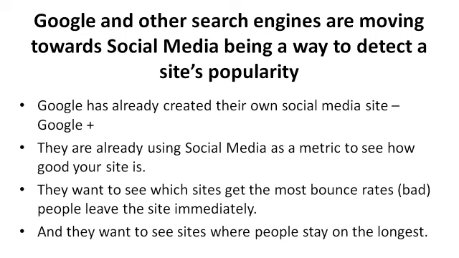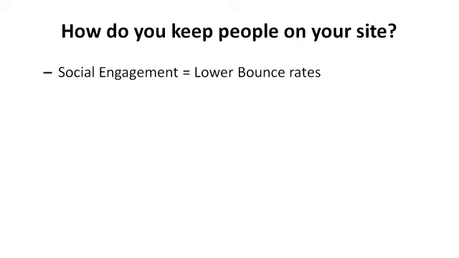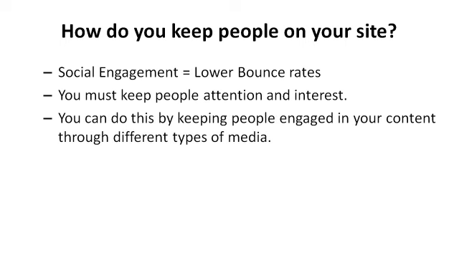In other words, this video is about how we can lower those bounce rates. How can we keep people interacting with our site? Social engagement is the solution. It allows you to lower bounce rates. If you can keep people's attention, their interest, and constantly engage them with your site and your content, then you can keep them on your site. You can do this by having people engaged with your content through different types of media.